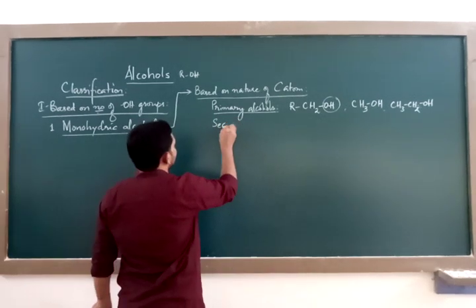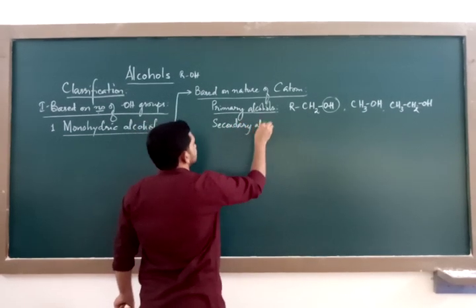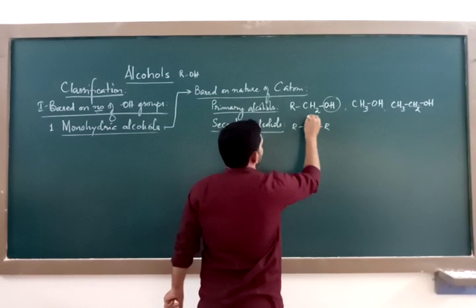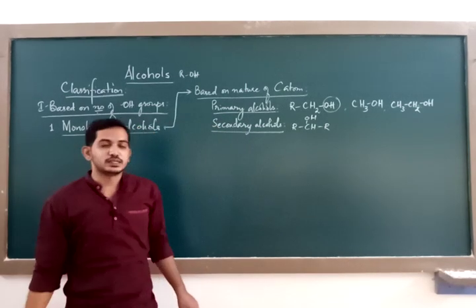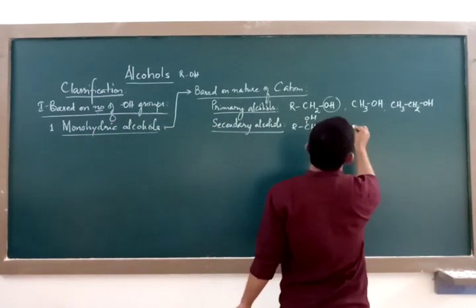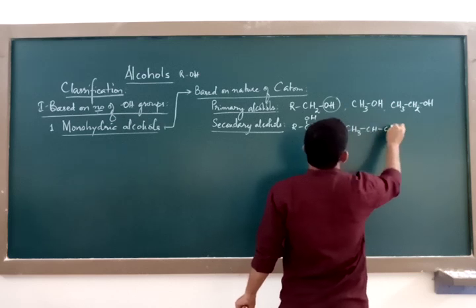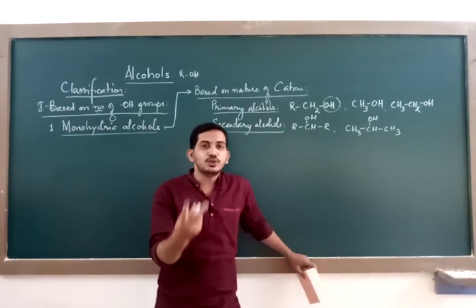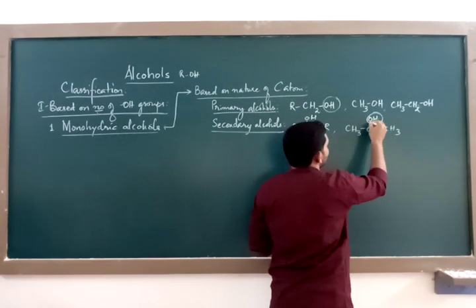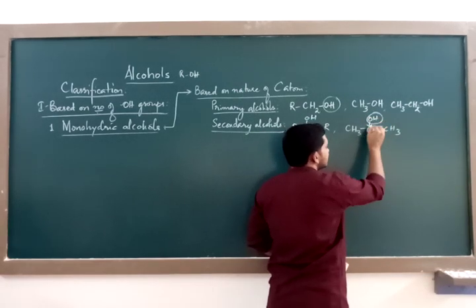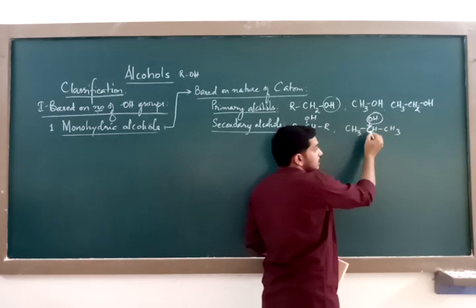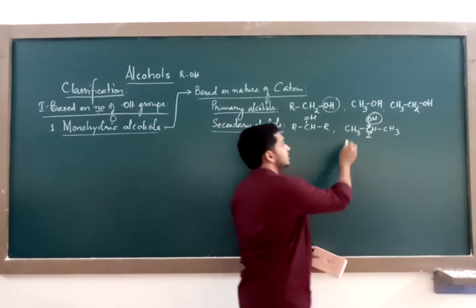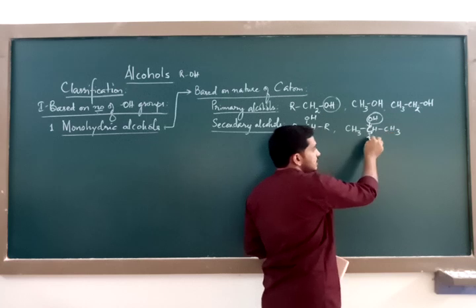Then we have secondary alcohols. Secondary alcohols are those in which the hydroxyl group is attached to a secondary carbon. What is a secondary carbon? A secondary carbon is the one in which the carbon is attached to 2 carbon atoms. See this example, here the hydroxyl group is attached to this carbon. Now this carbon is attached on either side by 2 carbons. So is this a secondary carbon? Yes, it is a secondary carbon. Understood? This carbon is primary, this is primary, this is a secondary carbon.